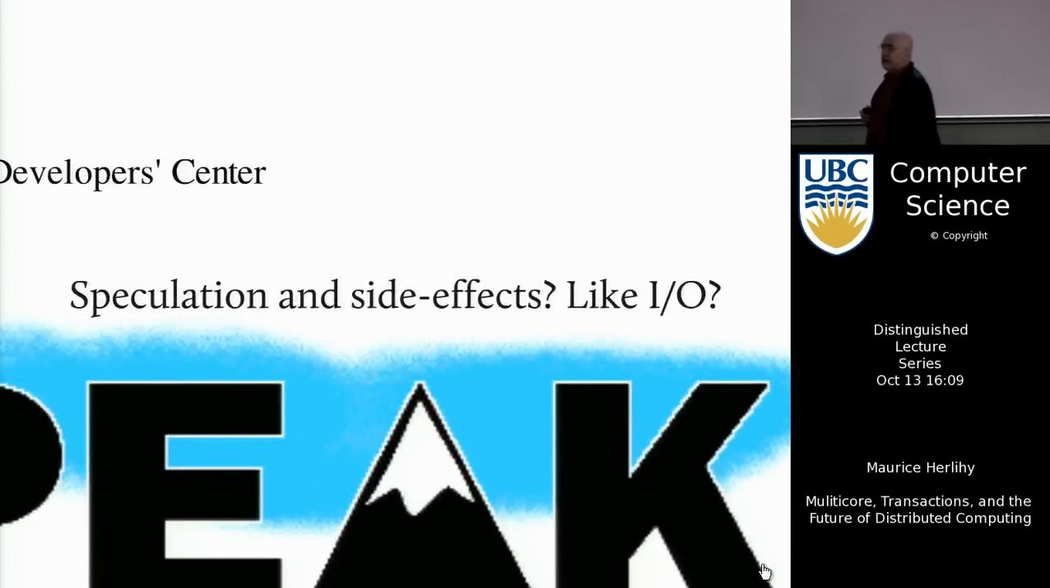Speculation and side effects. What happens if I go inside a transaction speculatively and launch a missile and then decide I want to roll back the transaction? How do you make sense out of that sort of thing? All of these problems I'm giving you, there have been published papers with proposed solutions, but I think it's still up in the air. It's not the case that anyone has universally agreed on approaches that work.